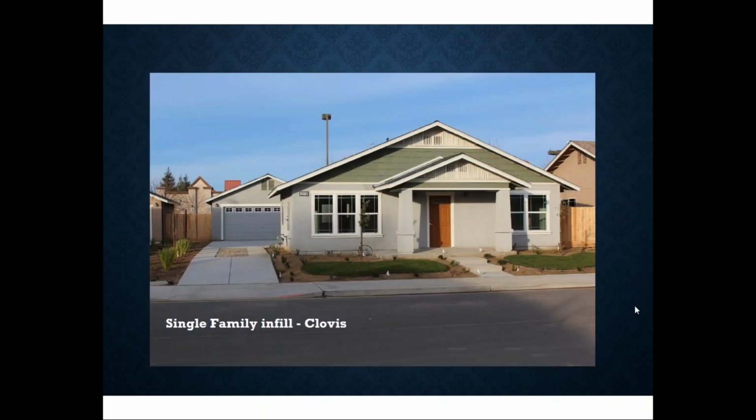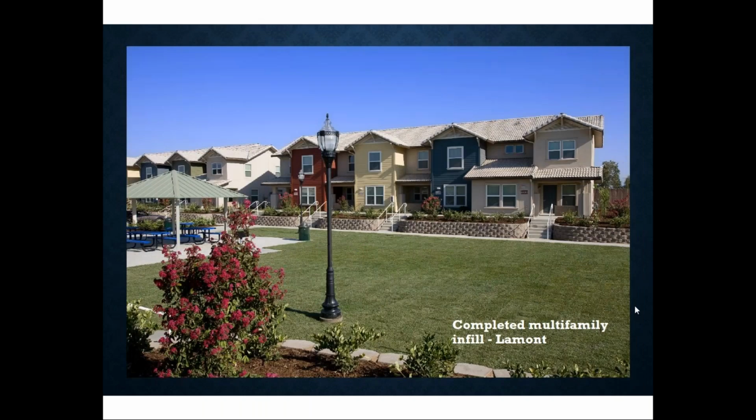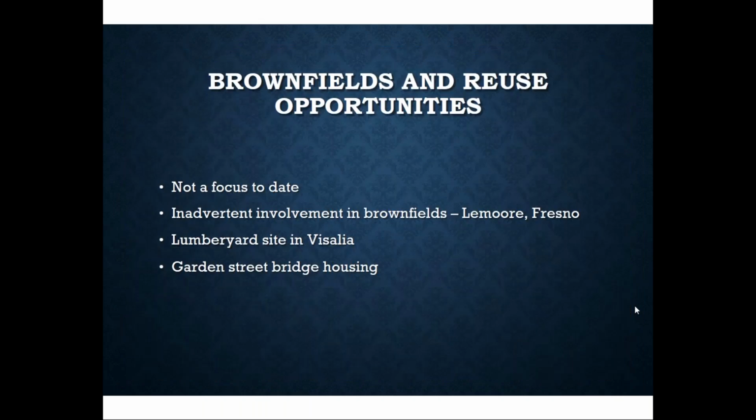So next, just a few pictures for you to look at. That's a completed infill project, a single-family project that we did in Clovis. Next, to give you some sense of a master planned infill project that we have in Goshen. Basically, the brown area in the middle there will include 89 units of single-family homes and over 150 affordable rental units, and then a 6-acre commercial piece. Next, a nice example of a rental project in Lamont in Kern County that was completed on an infill site as well.